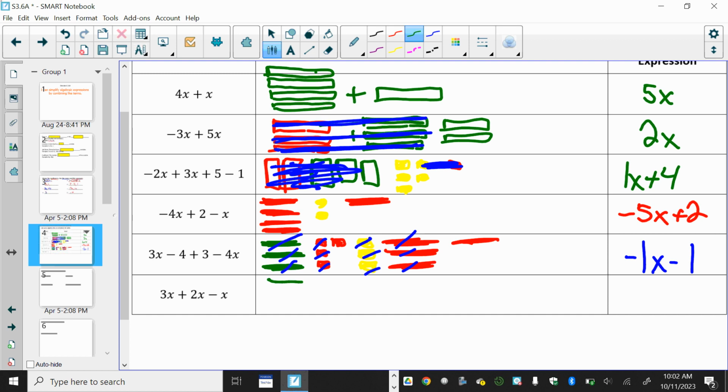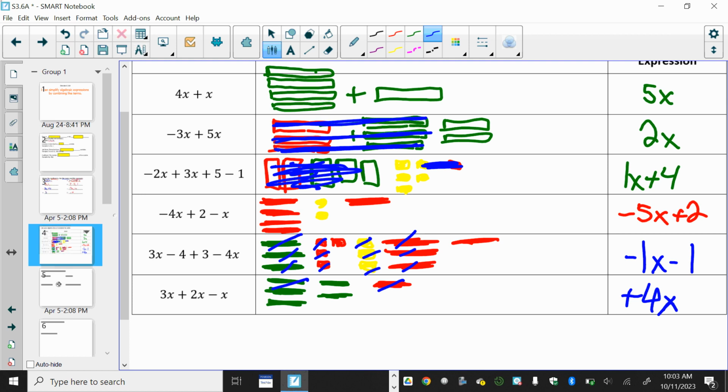Again, we have 1, 2, 3, plus 1, 2, minus 1. And we're going to cancel. Plus 4x. Alright. Hopefully you can follow what I was doing there. I mentioned in a world where we have these as tiles, we can pick them up, move them around. But here we just have to cross out.